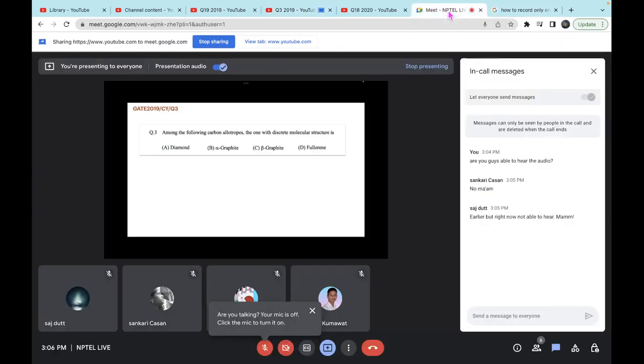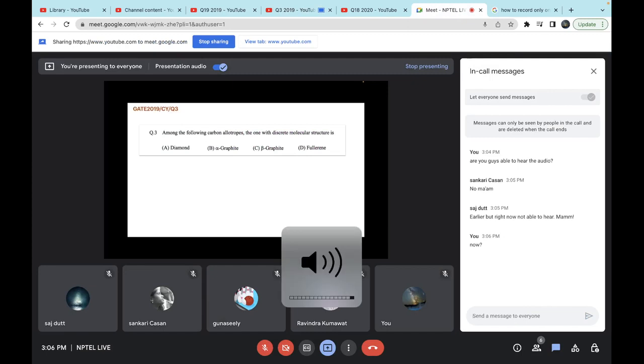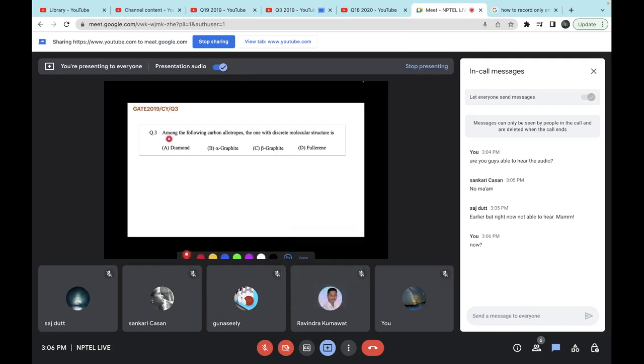Everyone, in this video, I will be solving the GATE 2019 chemistry question. It's question number 3, and it carries 1 mark. The question states: among the following carbon allotropes, the one with the discrete molecular structure is. We are given 4 different options: diamond, alpha graphite, beta graphite, and fullerene.